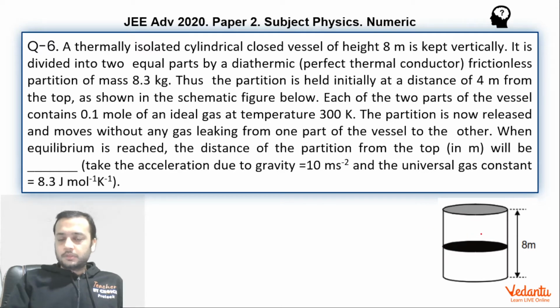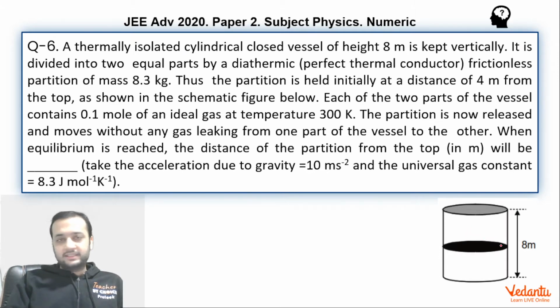That means the effect of gravity has to be taken, right? Now, this is insulated. That means there is no heat that can enter the system. Heat energy is not allowed to enter the system. The initial temperature has been given as 300 Kelvin. Moles in both the chambers are 0.1, and we have to find.